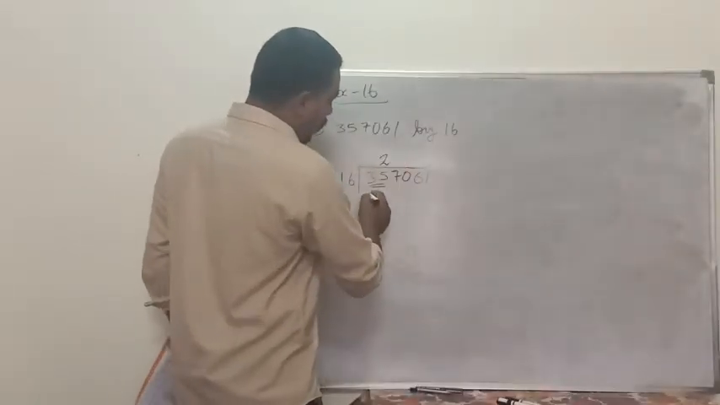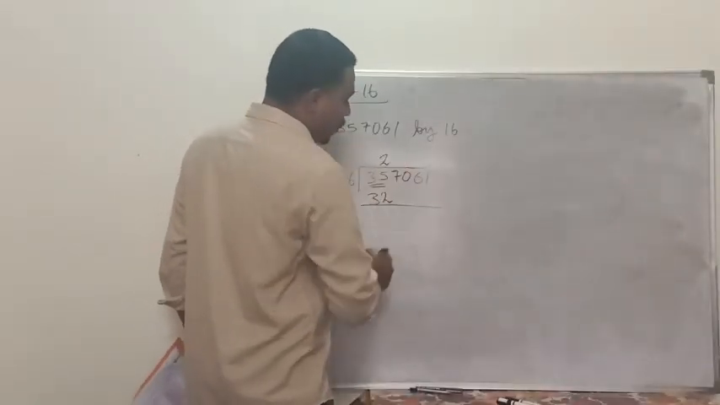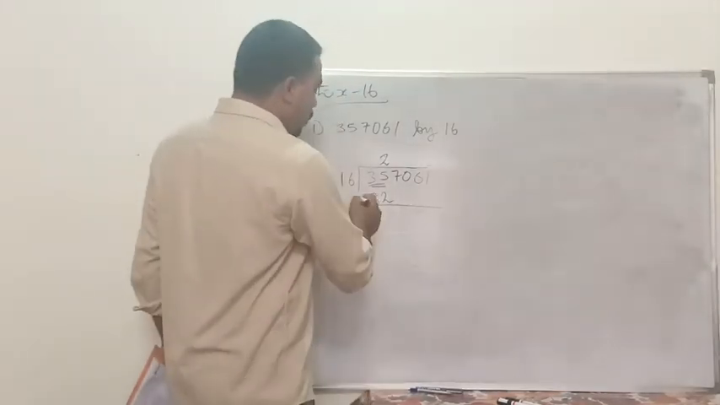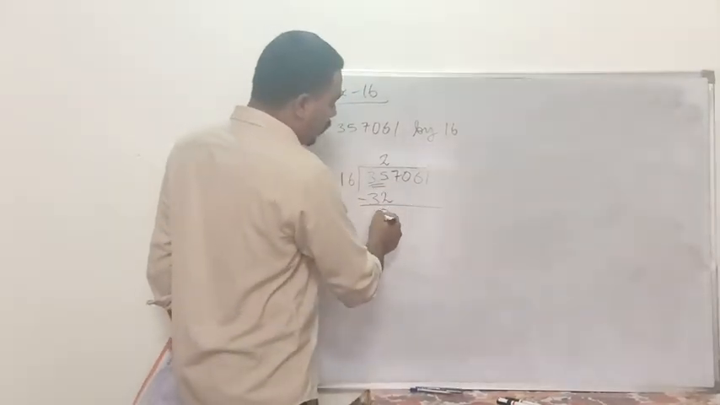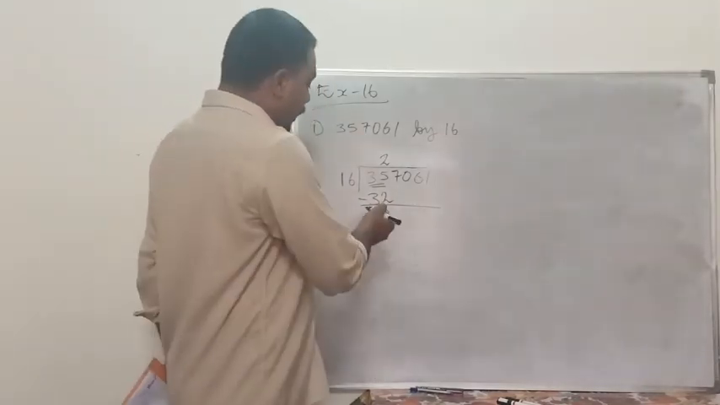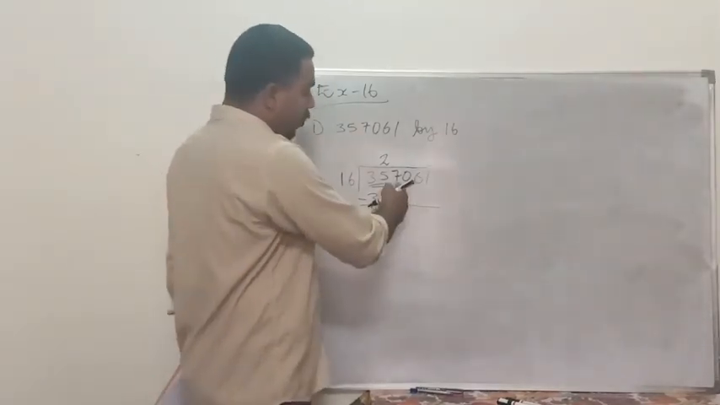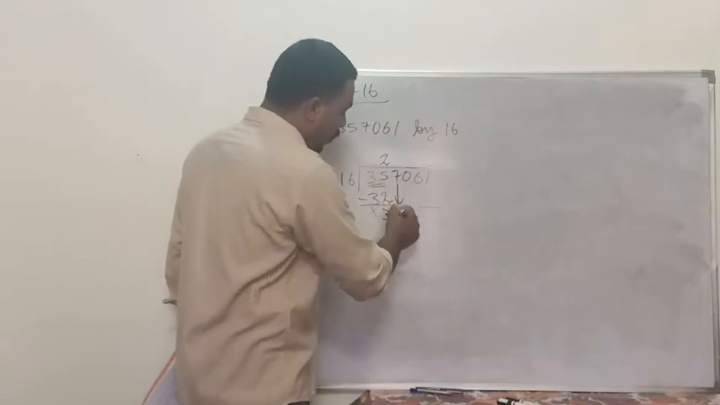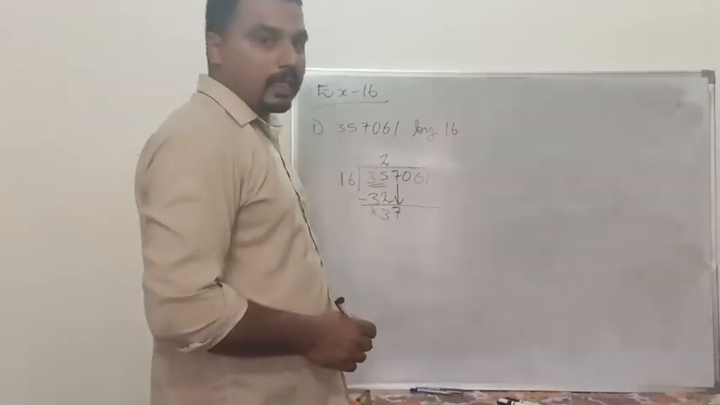So we know that 2. 16 into 2 is equal to how much? 32. Is it or not? Subtract it. So 5 minus 2 is equal to 3. 3 minus 3 is equal to 0. The next 3 is less than the divisor. So take this 7 down. So it will be 37.